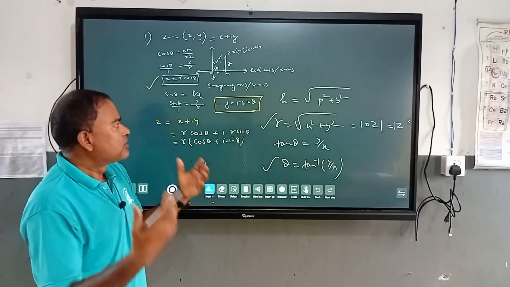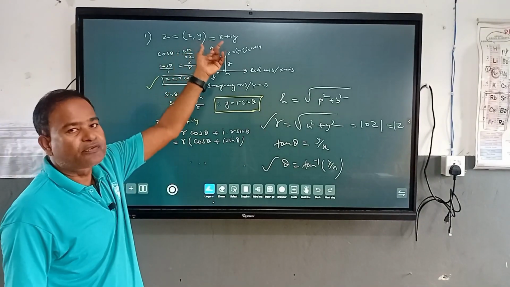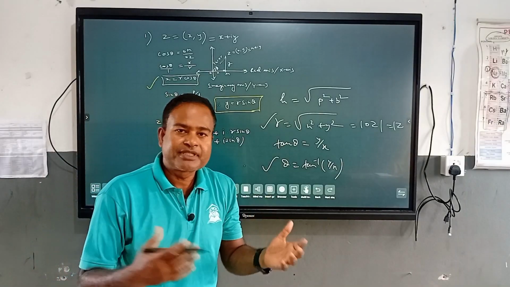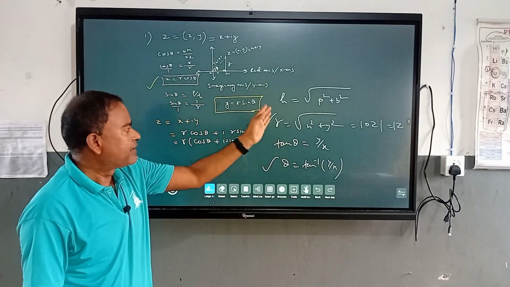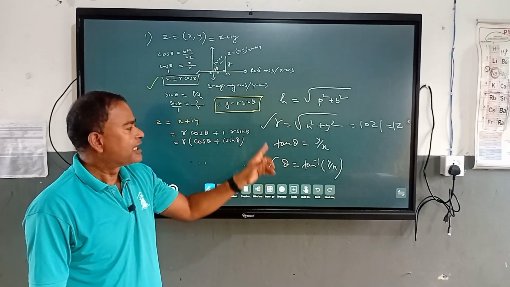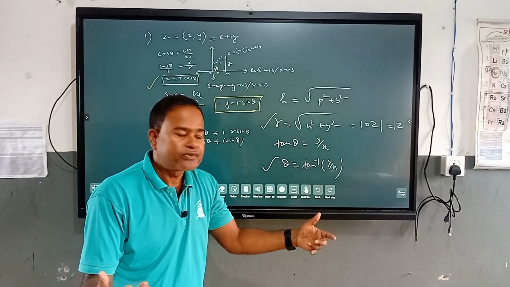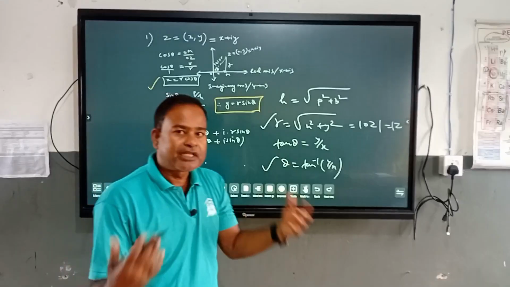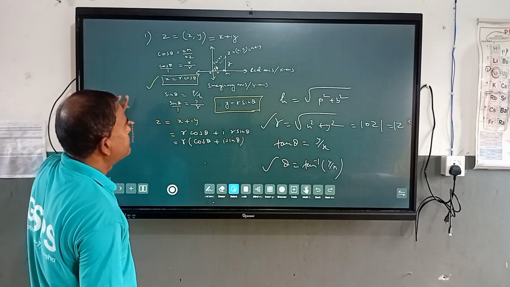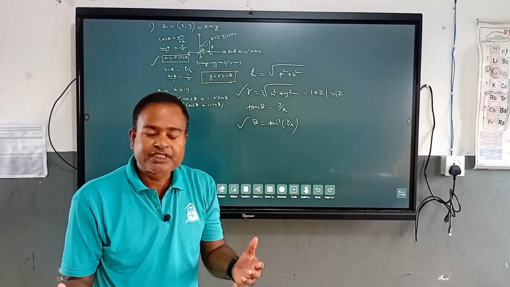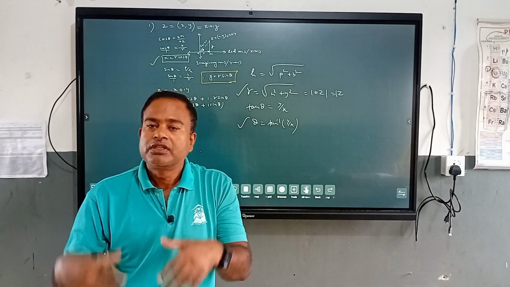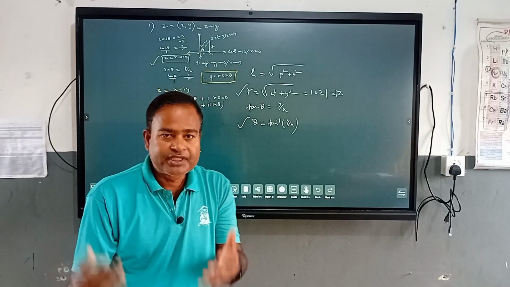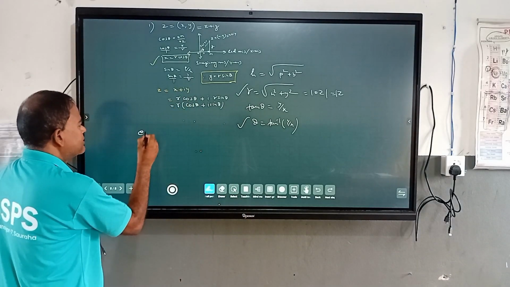we can convert the algebraic form of a complex number, that means x plus iy form, into trigonometric form by finding the value of r and theta. R means root x square plus y square, and theta means tan inverse y by x. So let's take one example now. We are going to change a complex number from x plus iy form to the trigonometric form. So let's take one example.